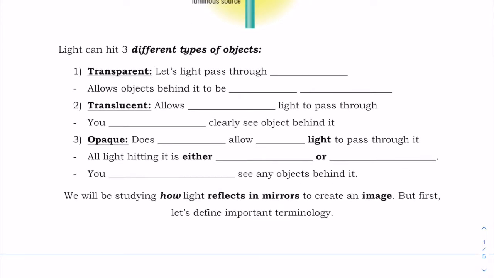With that being said, we're going to focus on three different types of objects that light can interact with. The first are transparent objects. These objects let light pass through easily, and as a result, it allows objects behind it to be clearly seen. Can you think of any examples of transparent objects? Imagine, for example, glass. In your house, windows.